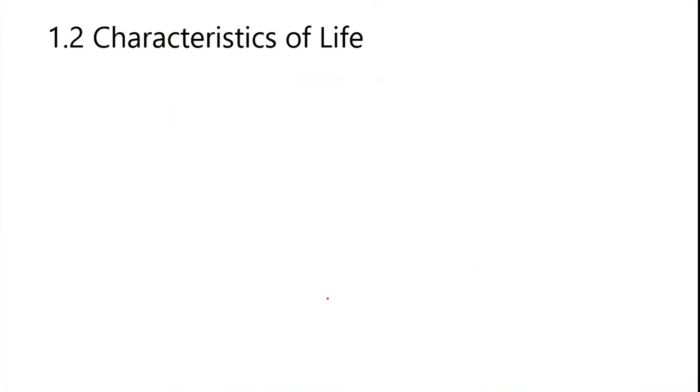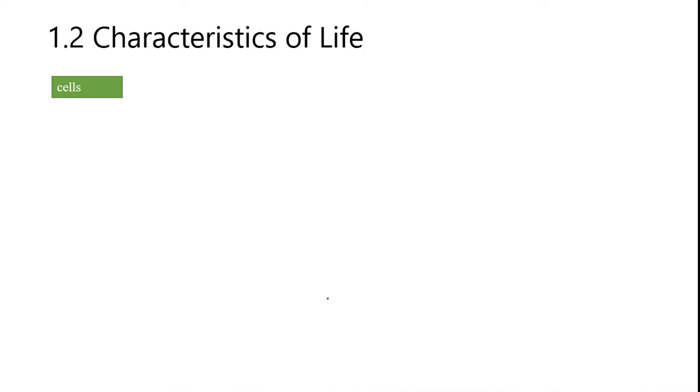Let's continue to subtopic 1.2, characteristics of life. The first characteristic of living things, which we can also call organisms, is that they are made up of cells. Who knows what cells actually means? Do you know cells? What is a cell? Cells are the basic functional unit of living things or organisms.